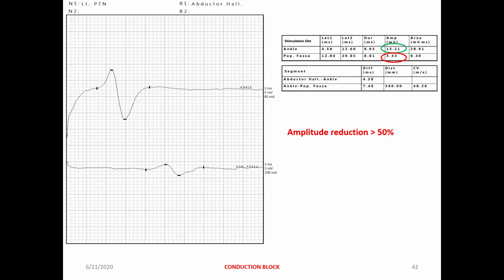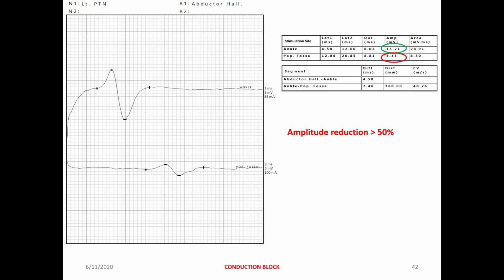In this patient, you can see we have the left posterior tibial nerve, recorded from abductor hallucis. Clear? When you stimulated at the ankle, you have good amplitude, that is 15.21. Here in the PPT, the green circle is normal and red is abnormal, so even if I forget, you will be able to identify. Amplitude is 15.21 millivolt. Clear? That is a very good amount of amplitude.